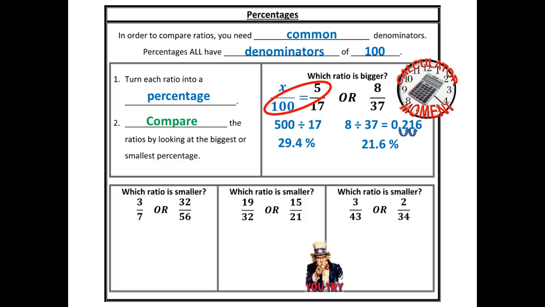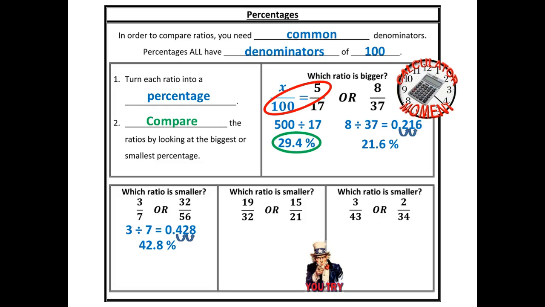Let's apply this same method to the ratios of 3 to 7 and 32 to 56. We want to find which ratio is smaller. I'm going to apply the calculator method, so I'm just going to take my first ratio, 3 to 7, and divide 3 divided by 7 to get a decimal of 0.428. Shortcut is move the decimal 2 places to the right because we're multiplying by 100. I'm going to get 42.8%.